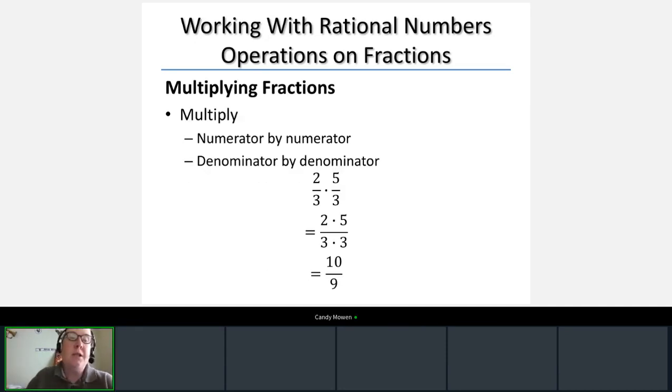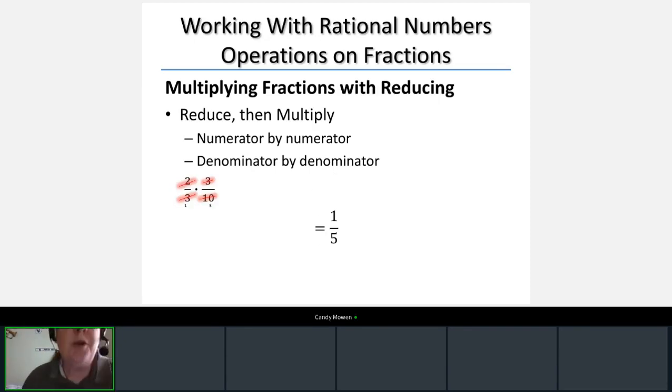Multiplying fractions. Just take numerator by numerator, denominator by denominator. If you can reduce before you get to the answer, you can cross multiply by reducing. In this case, we look at it, we can't. So 2 times 5 is 10. 3 times 3 is 9. It is an improper fraction. Improper fractions are those where the numerator is larger than the denominator.